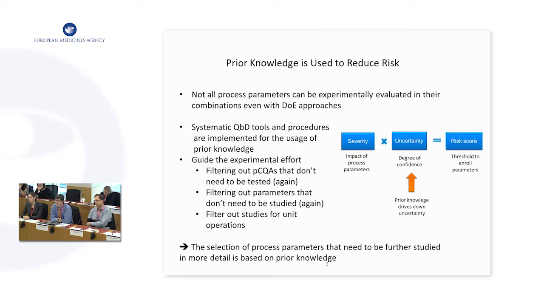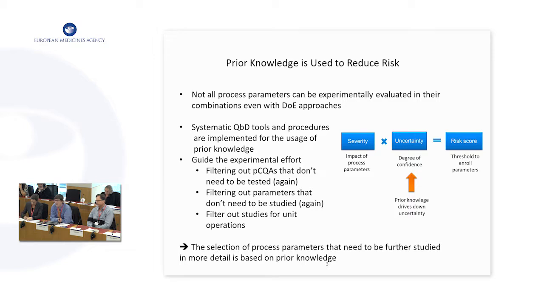So prior knowledge is used to reduce risk. I think it's clear to everybody that we cannot study all process parameters that you can think of, even if we are using highly efficient methods like DOE, design of experiment approaches. We still need to select parameters, and we still need to decide to which rigor we investigate parameters. Do we need to identify interactions or not? With our QBD tools and these systematic procedures, we guide the experimental effort. We filter out some CQAs that do not need to be studied again. We have maybe a lot of data in a lot of cases.